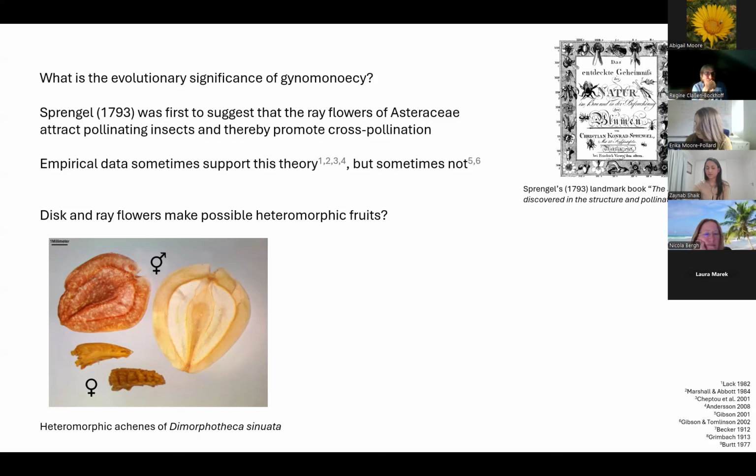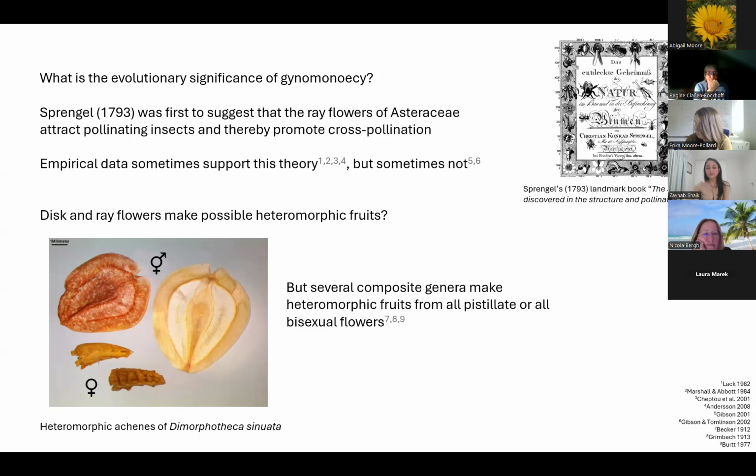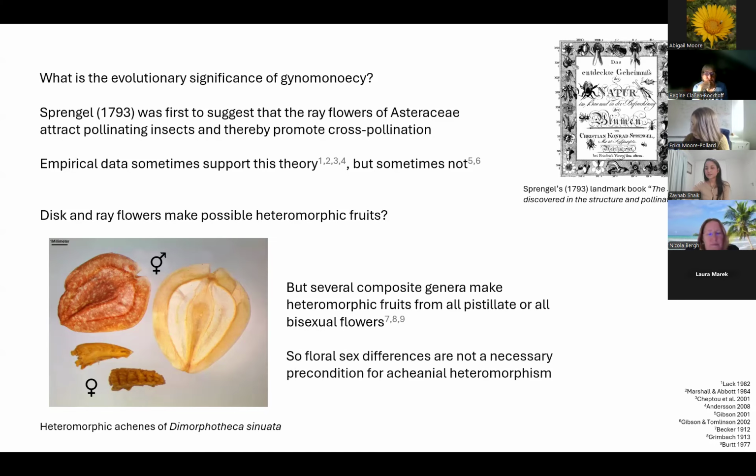So this seems quite compelling, but we know of several composite genera where heteromorphic fruits are produced from all pistillate flowers or from all bisexual flowers. And so floral sex differences are not a necessary precondition for heteromorphism in the fruits. So similar to the first theory I presented, this explanation appears to apply to some lineages, but not others.